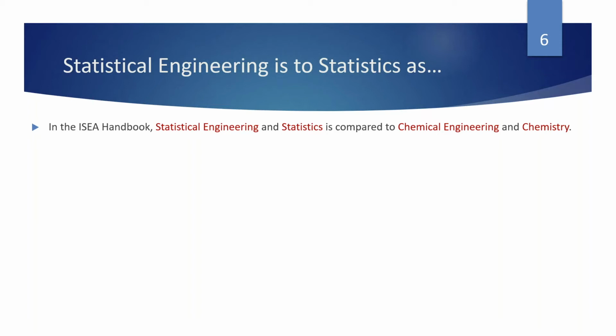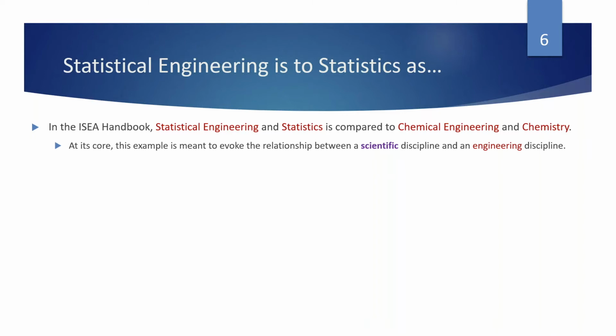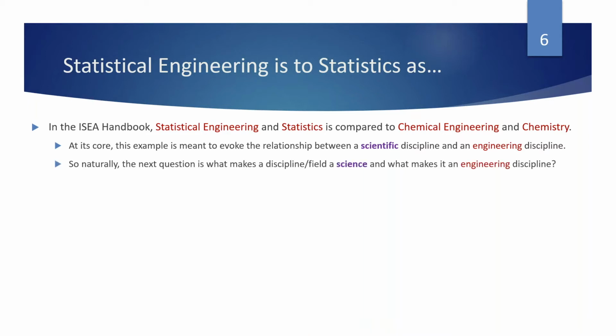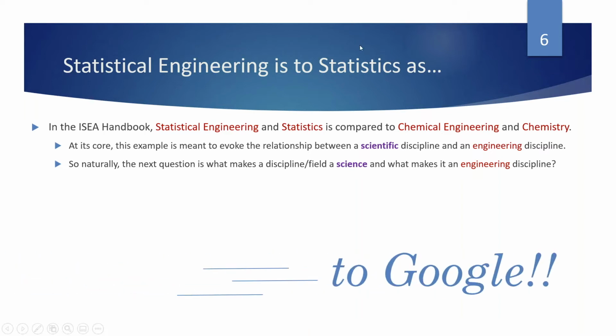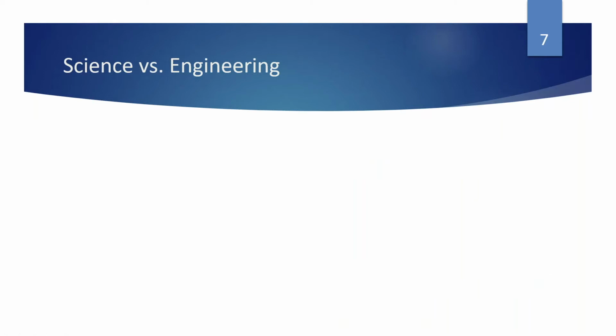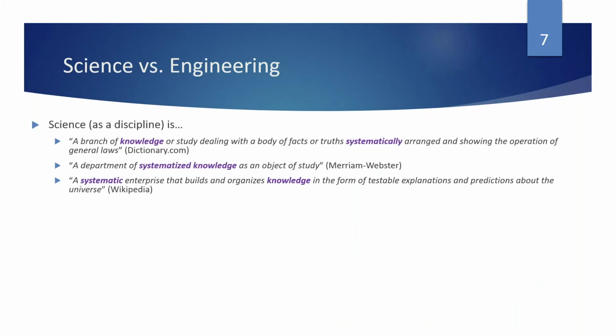And when we read that, this brought up in our minds the relationship between a scientific discipline and an engineering one, which then of course begs the question, what makes a discipline a science and what makes it an engineering discipline? Well, as any good researcher does, we went, drum roll please, we went to Google, of course. Where else would we find the answers? So what we did is we looked up online and tried to find various definitions of each branch.